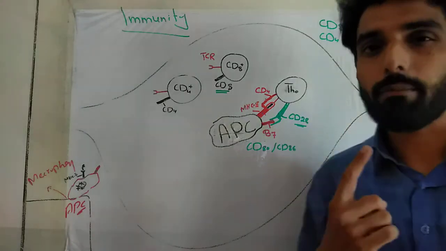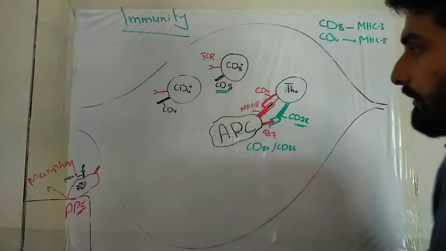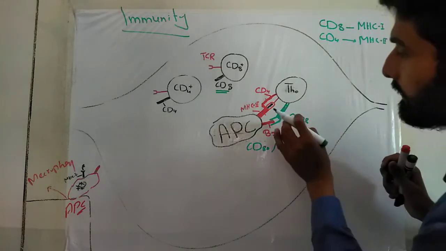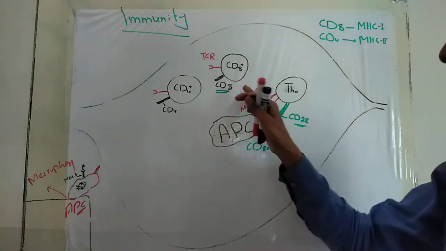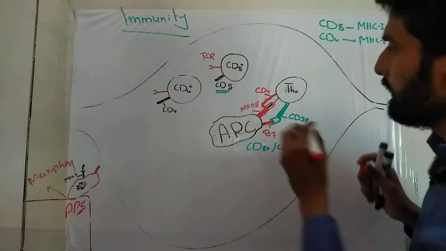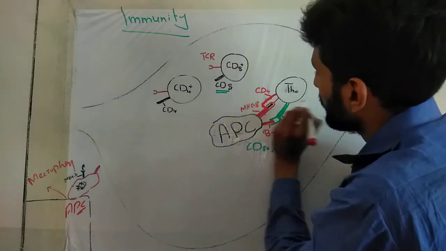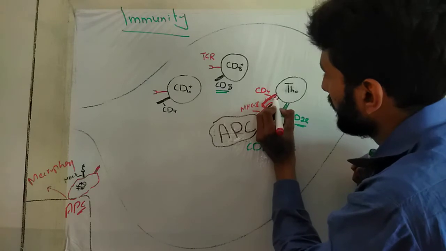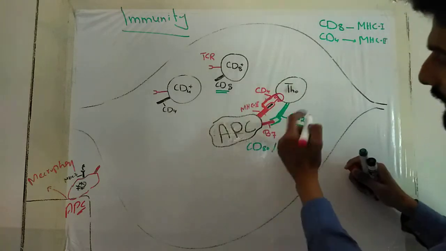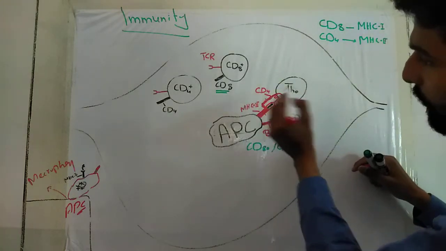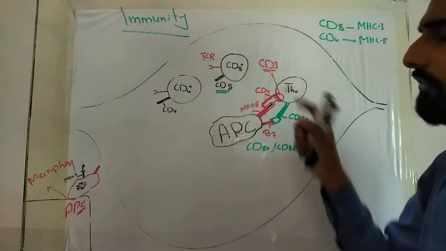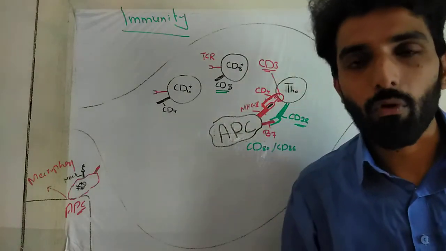But there is another type of reaction, the third stage. Now what will happen in stage 3: when these co-receptor proteins and these major proteins get attached, there will be another protein called CD3 present over there, and it will be attached with both CD4 and the T cell receptor. This protein is called CD3 protein.